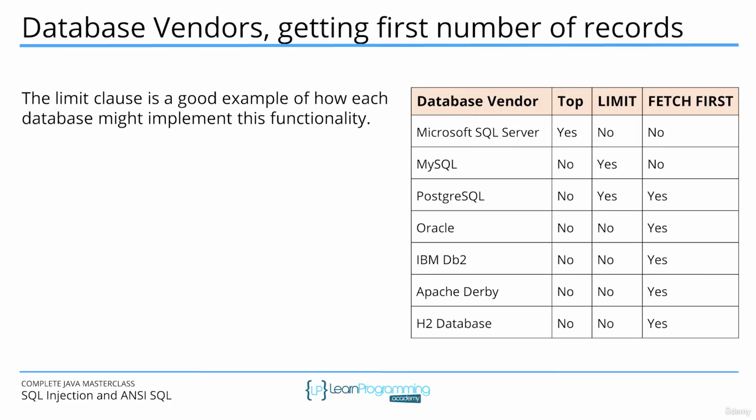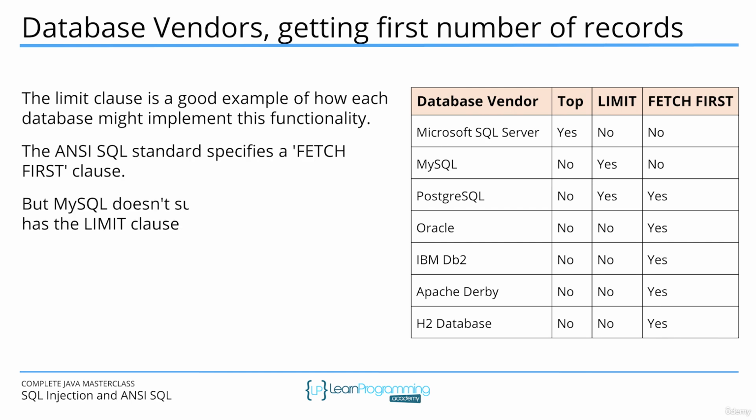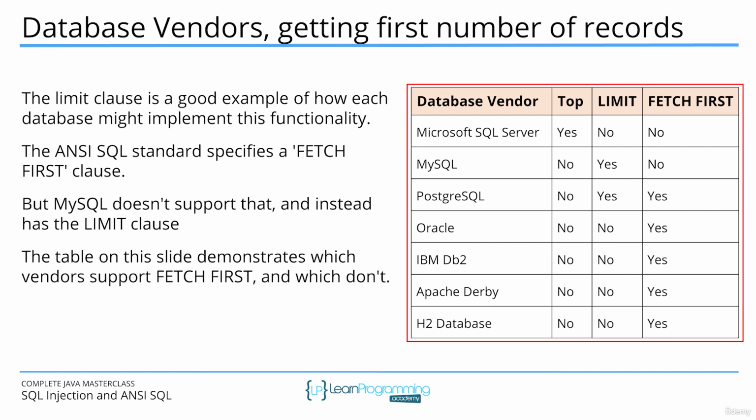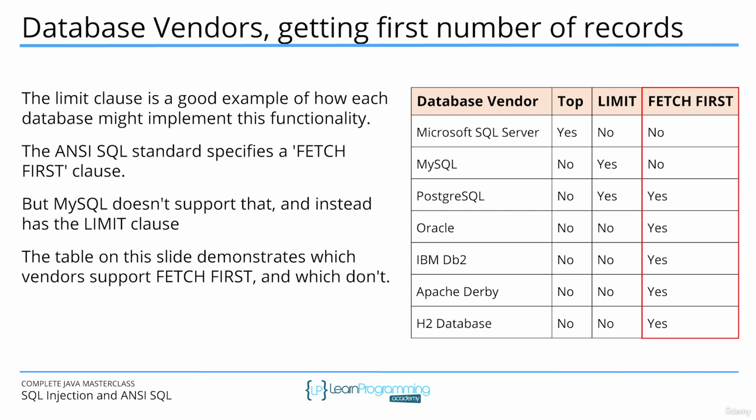The limit clause is a good example of how each database might implement this functionality. The ANSI SQL standard specifies a fetch first clause, but MySQL doesn't support that and instead has the limit clause. The table on this slide demonstrates which vendors support fetch first and which don't. Notice that SQL Server uses a top clause instead of limit, and that Postgres supports both fetch first as well as limit.